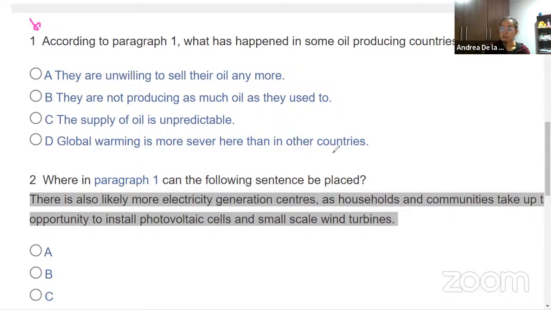A detailed question, because it's asking about a detail, something specific, right? What, when, why, where, how, for how long, who, all of those are detailed questions because they're asking about specific information. What has happened in these specific oil producing countries? So I want you guys to take a look at paragraph 1, you got the text, and tell me what you think. What option would you choose?